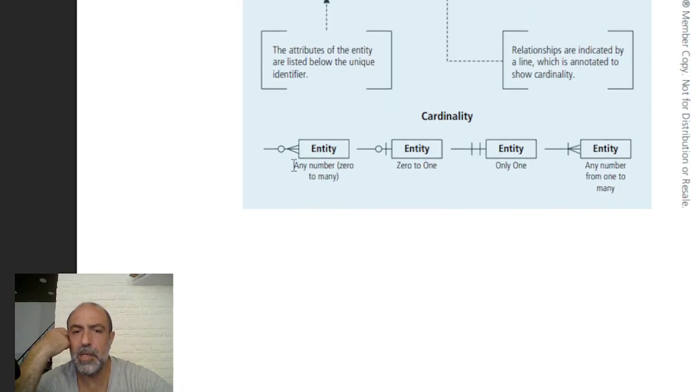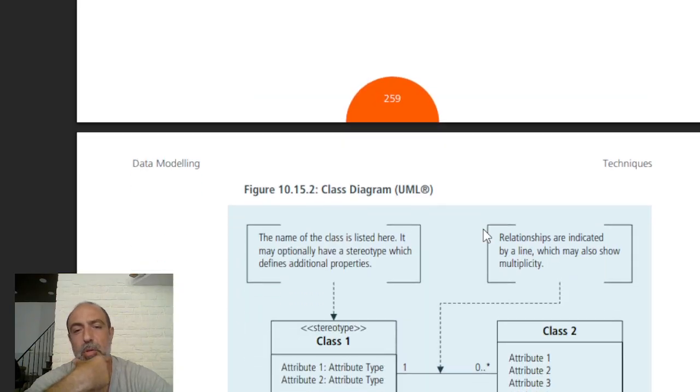The cardinality is any number 0 to many, 0 to 1, only 1, any other number from 1 to many, right? You see this here, the definition. It could be a relationship with 1, this is 1 to many, or this is 0 to many. Like, I could have a relationship or I could not have a relationship.